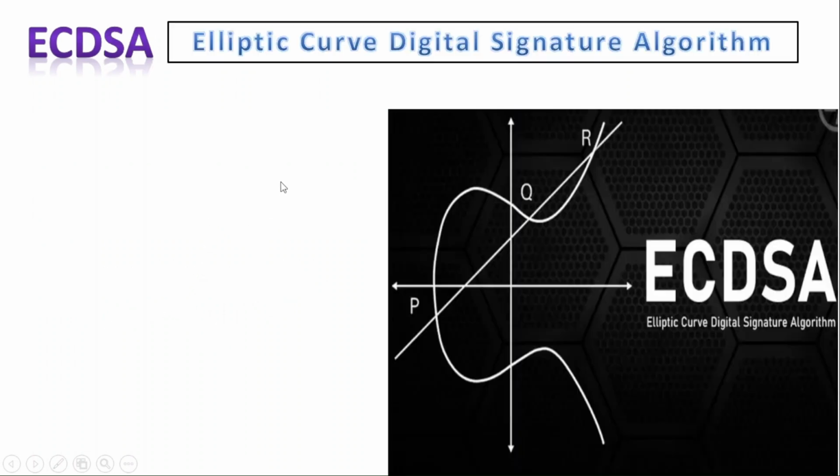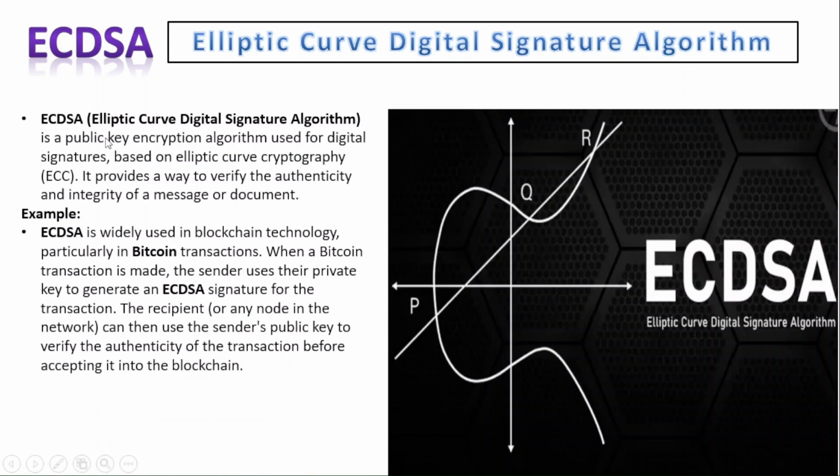ECDSA, that is Elliptic Curve Digital Signature Algorithm. So ECDSA is a public key encryption algorithm used for digital signatures based on elliptic curve cryptography. It provides a way to verify the authenticity and integrity of a message or document. Example: ECDSA is widely used in blockchain technology, particularly in Bitcoin transactions.